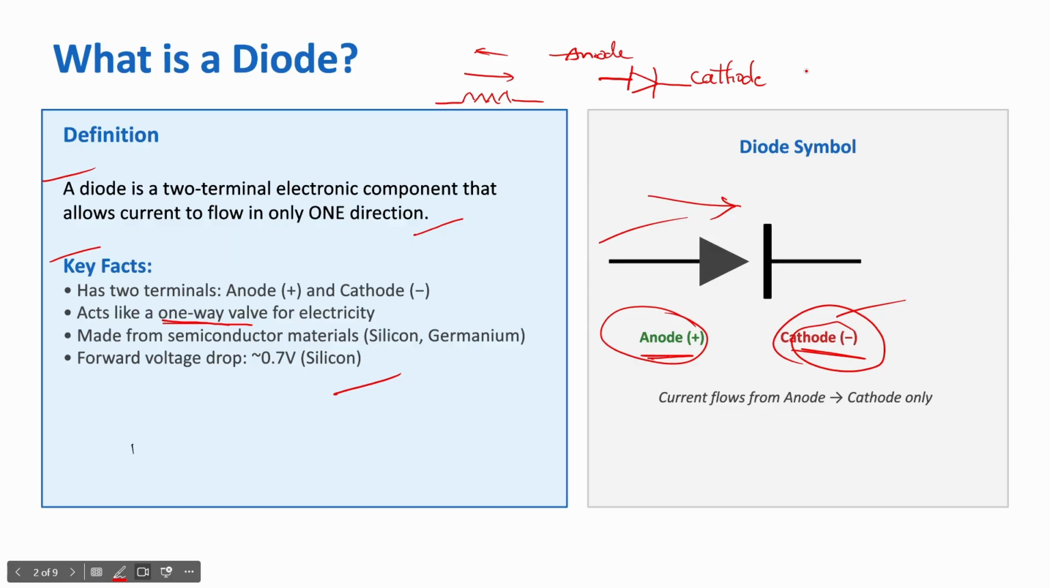It is made from semiconductor materials. How is it made? By using semiconductor materials like silicon and germanium, according to the requirement, we design or make these diodes. Next, the forward voltage drop: if you give 0 volts, the diode is in an inactive state. For a diode made of silicon, only after 0.7 volts does the diode start to conduct current and allow the flow of current. For germanium, it is about 0.3 volts.